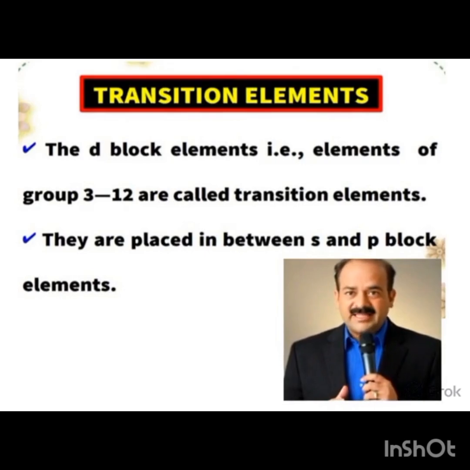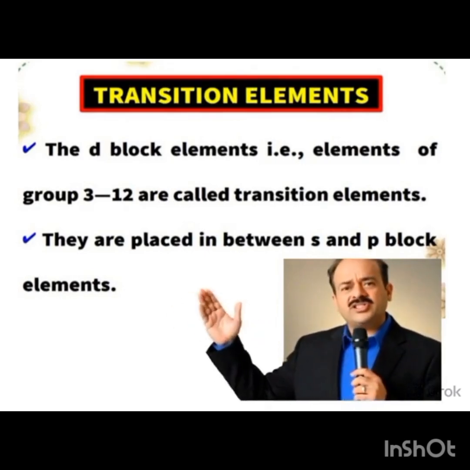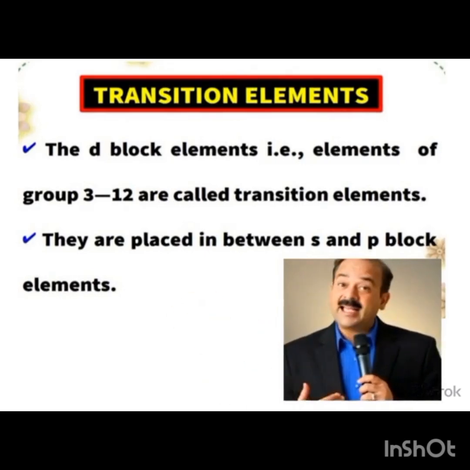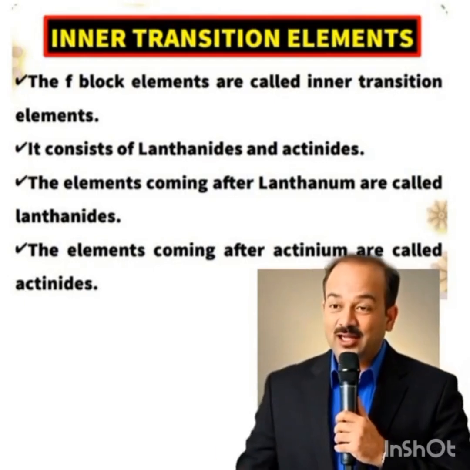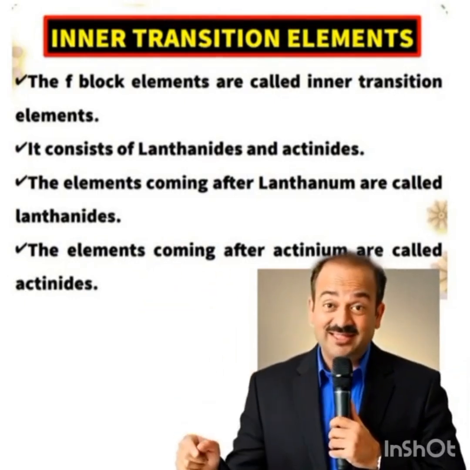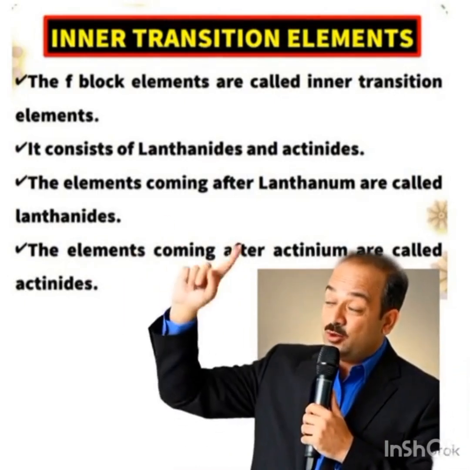The d block elements, that is elements of groups 3 to 12, are called transition elements. They are placed in between s and p block elements. The f block elements are called inner transition elements. They consist of the elements coming after lanthanum, called lanthanides.